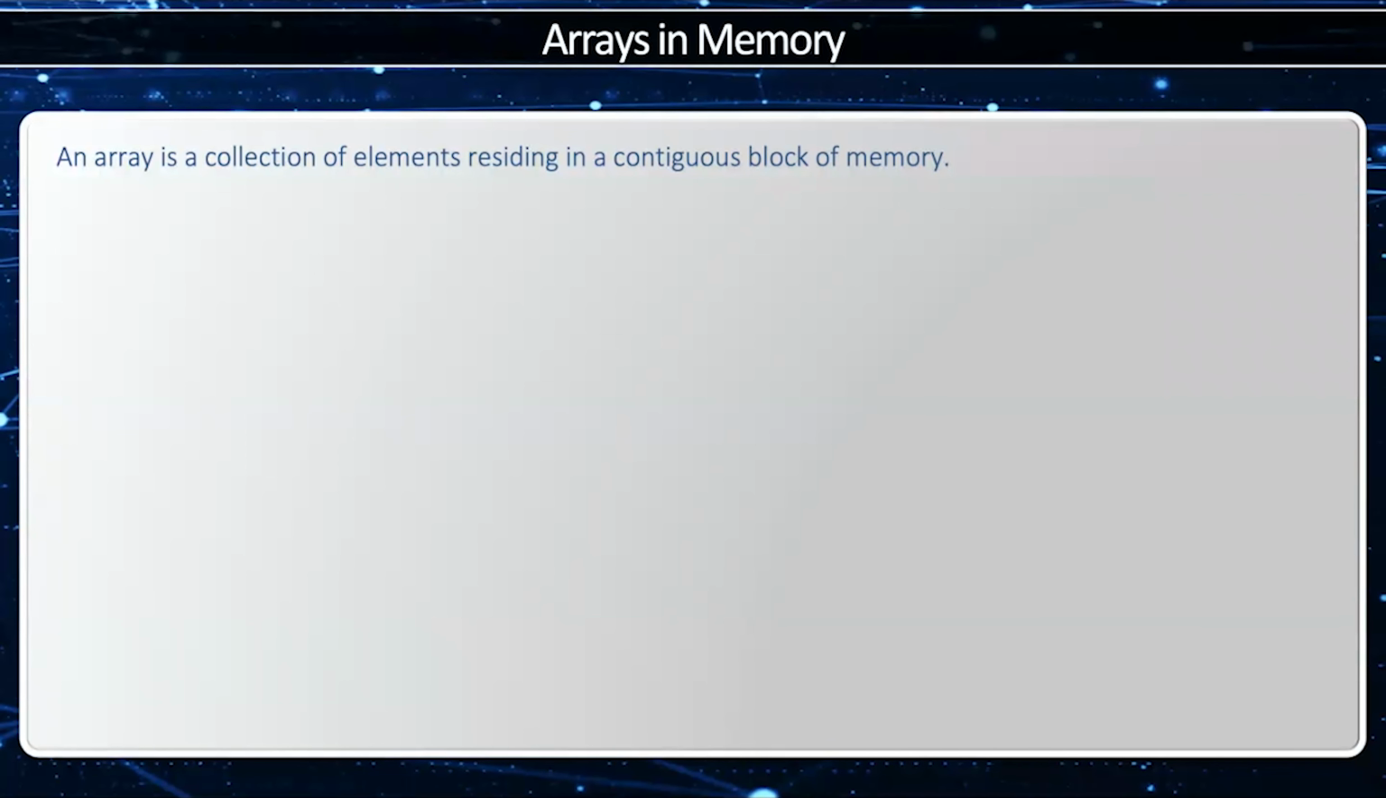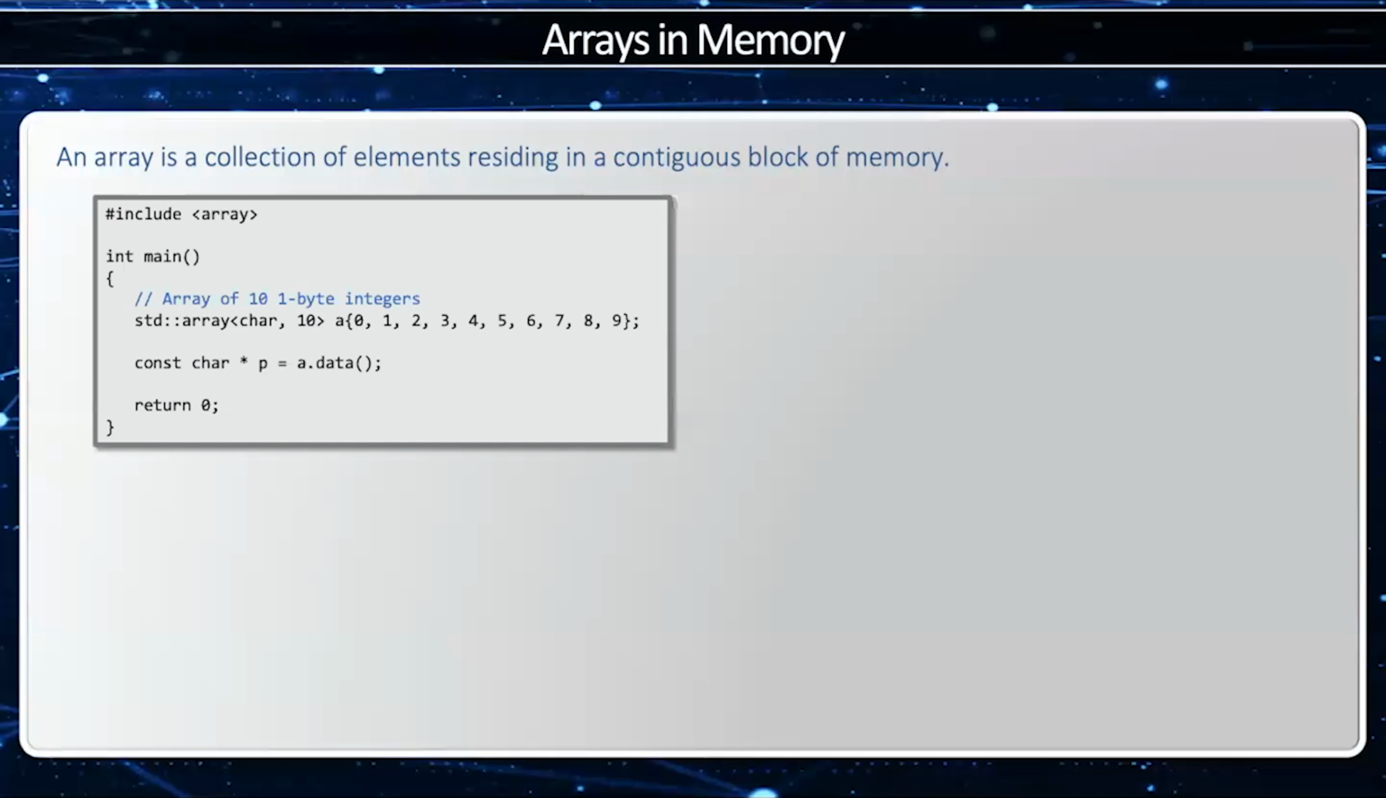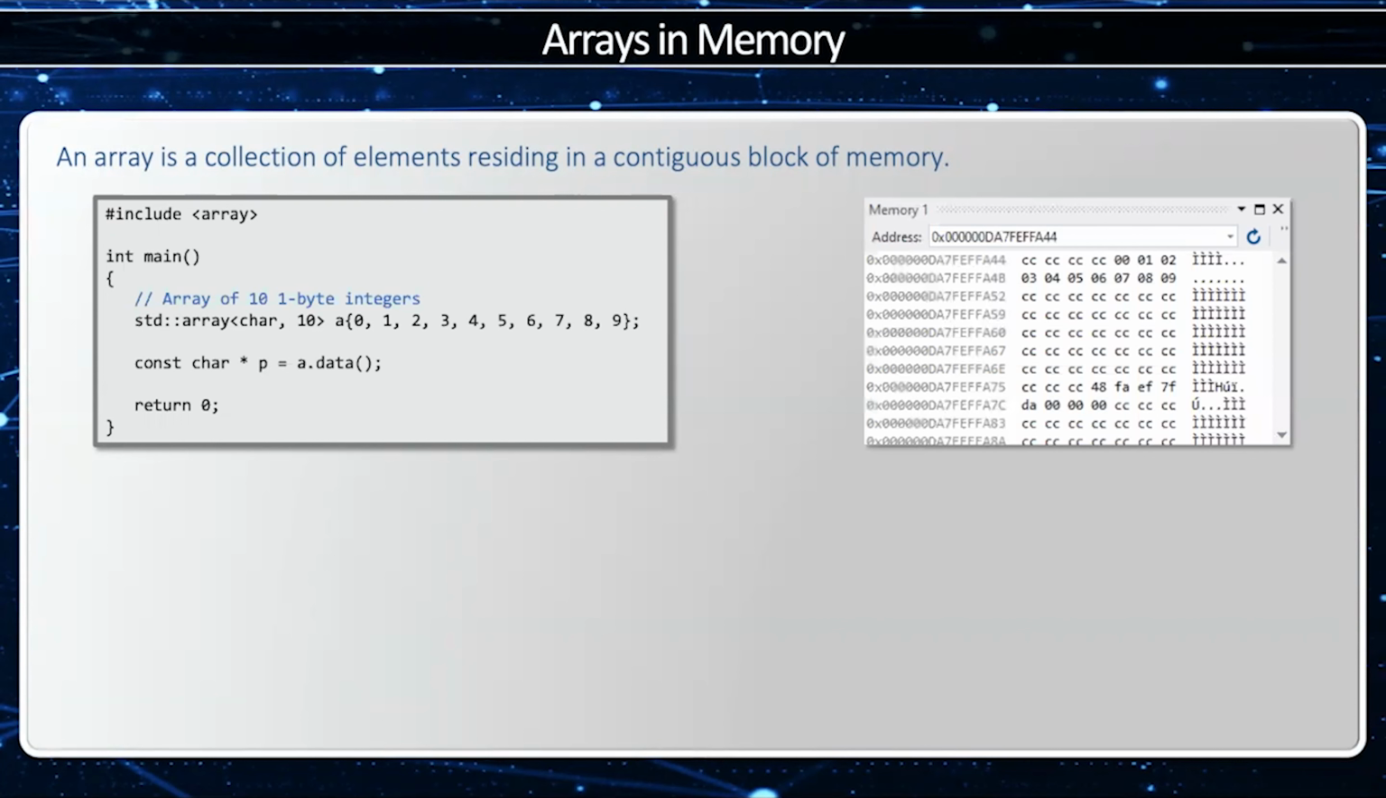An array is a collection of elements residing in a contiguous block of memory, and that contiguous block of memory is the key. So here I'll have an array of 10 characters. I'm going to treat these as 1-byte integers. These have the value 0 through 9. I'm also going to point to the first element, which has the value 0. When I break into the debugger, we're going to see that 0, 1, 2, 3, 4, all these values reside in a contiguous block of memory.